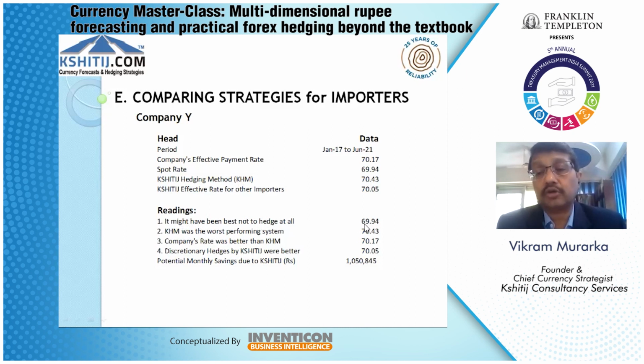What it tells us is that, number one, it might have been best not to hedge at all, then we would have paid 69.94. The Kshitij hedging method, which is a combination of forwards and options, was the worst performing system at 70.43. The company's rate of 70.17 was better than that. But the discretionary hedges by Kshitij were even better at 70.05. That's a 12 paisa saving over the company's rates, which on the company's exposure turns out to be a potential monthly saving of about 10.5 lakh rupees.